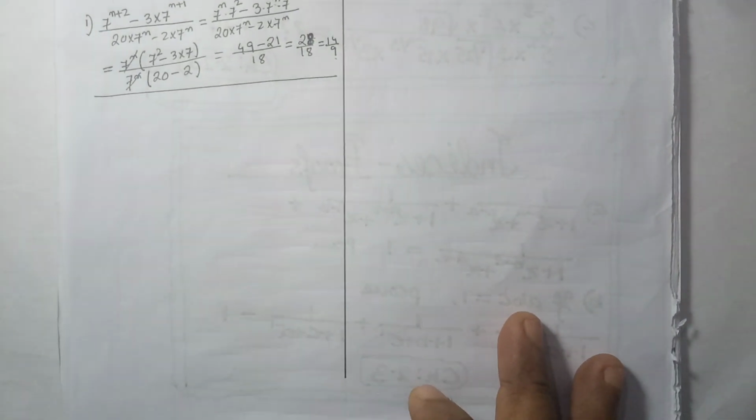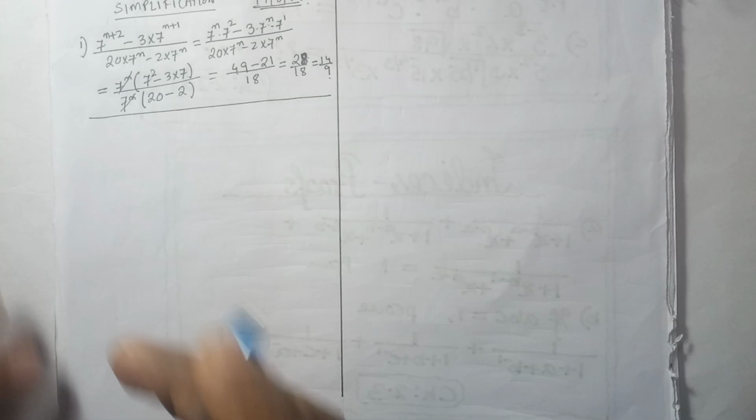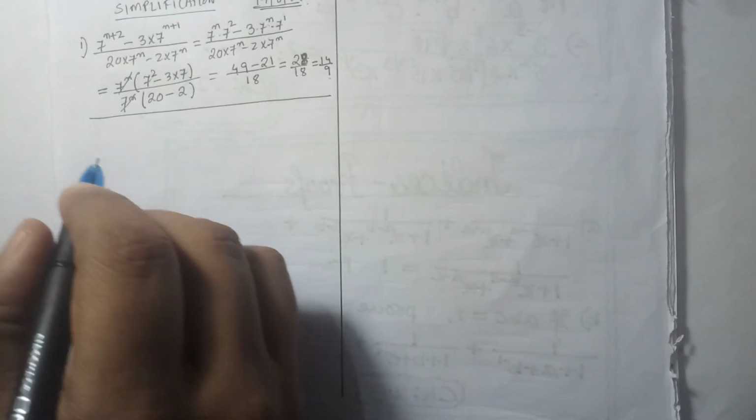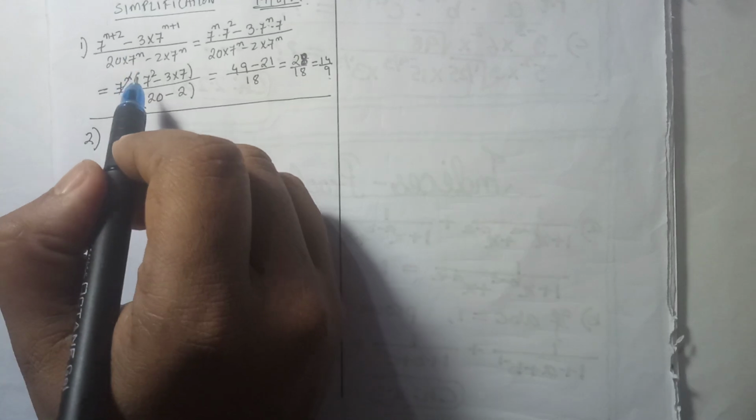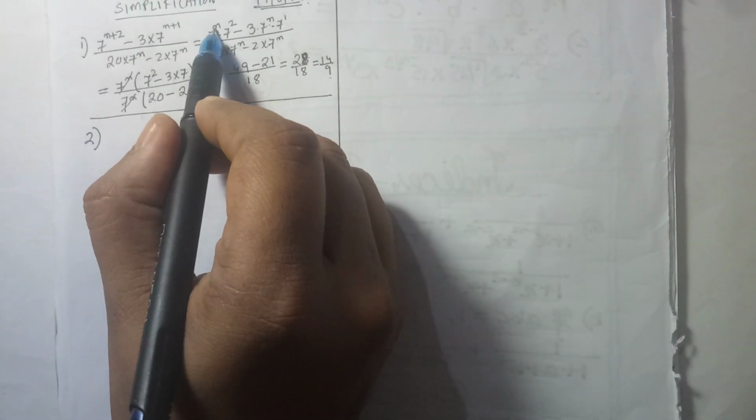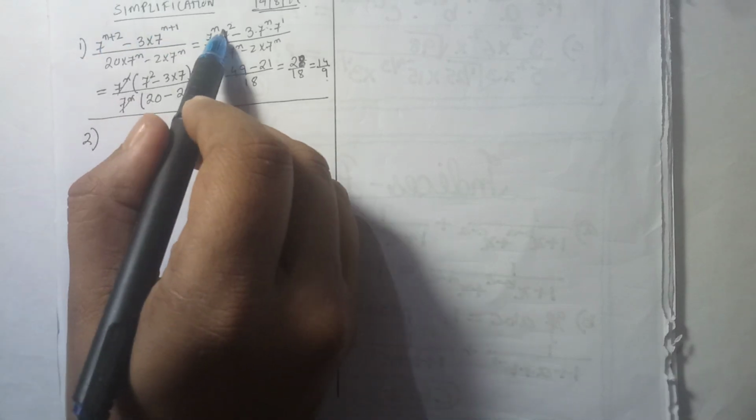So the next one is on second 2, 16. So what is the property? See, 7 to the power of n into 7 square is 7 to the power of n plus 2. So I have been given this, I am going in the reverse order. That is a to the power of m plus n is a to the power of m into a to the power of n. Same for all of this.